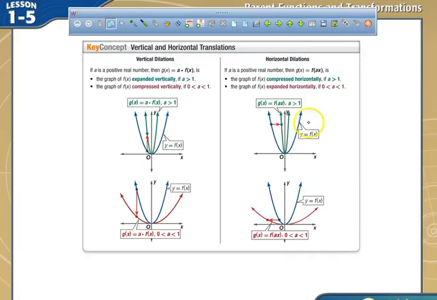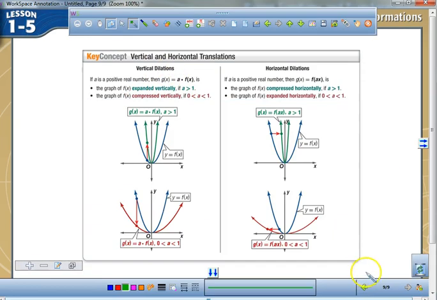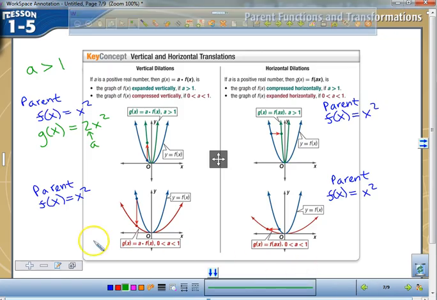All right, the next dilation we're talking about is where things are being compressed vertically. If things are being compressed vertically, that means your A value is going to be between 1 and 0. So less than 1, but greater than 0. So right now I want you to say g of x, the red graph, is going to equal a half of x squared. Because right now I'm saying my A value in this particular case is equal to a half.